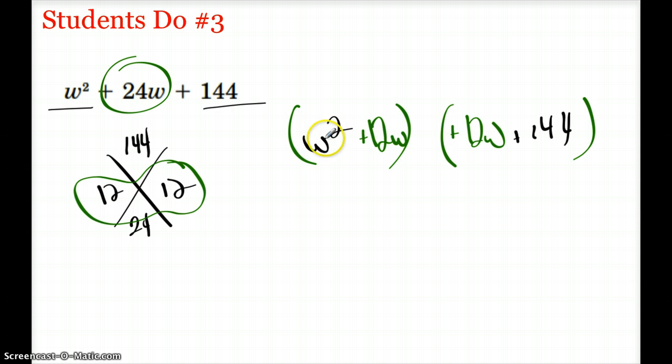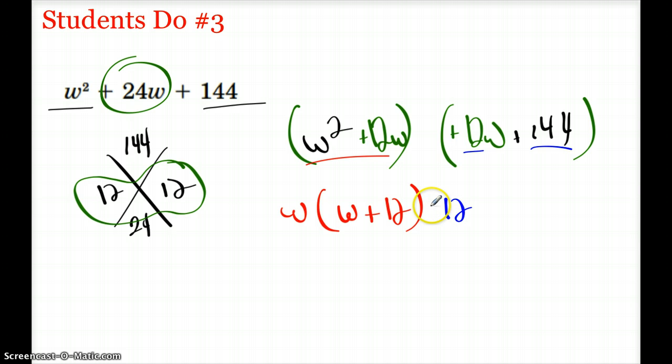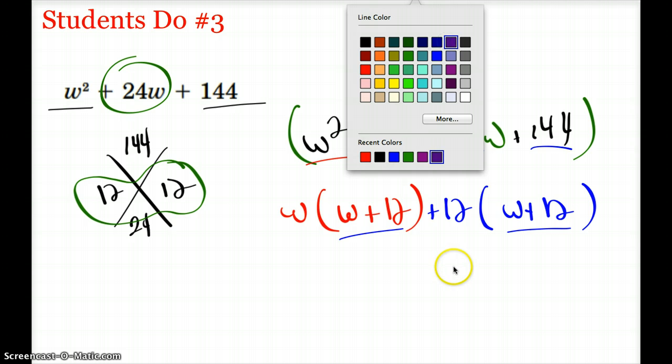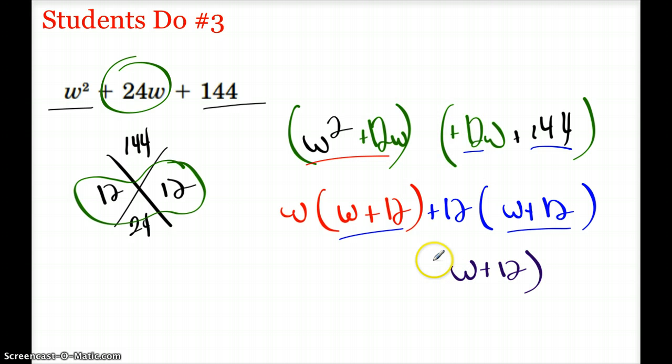This is not my answer. I have to find the GCF of this group. They're both divisible by a w. I have a leftover of w plus 12. And this one, they both have a common factor of a positive 12, and they'll have a leftover of w plus 12. Again, these two match. They should go together. W plus 12, that's one group, and the other group is going to be w plus 12. This is the same question that was in your assignment from last week.